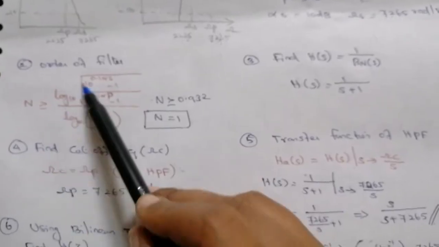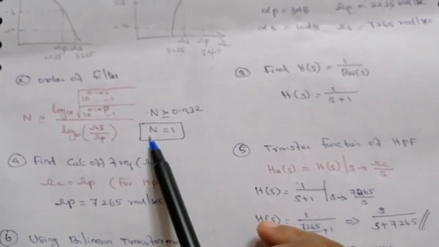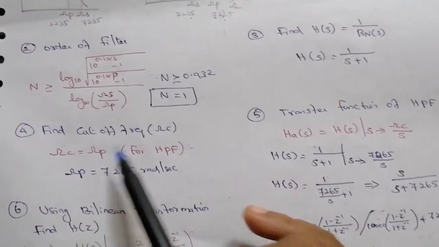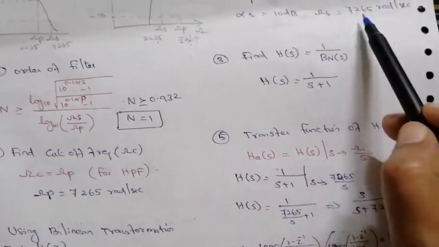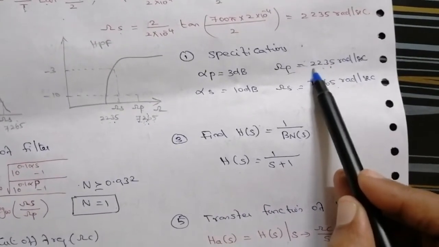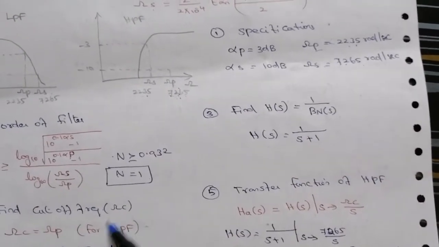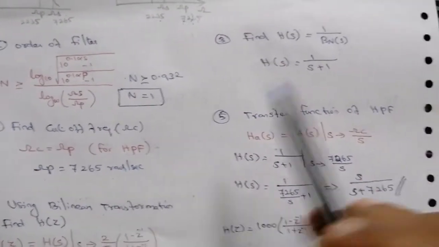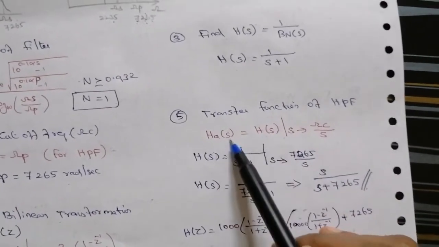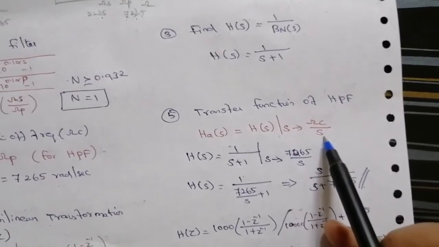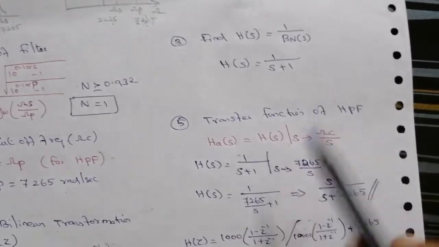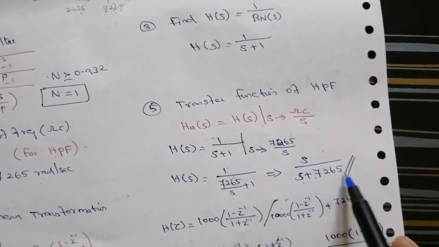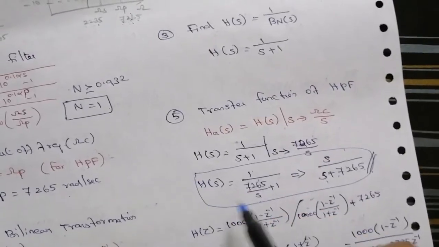Then, as usual, the next step is to find the order of the filter using the formula. According to the order, you can write the polynomial of the Butterworth filter. Then find the cutoff frequency. Sigma c is equal to sigma p for the high pass filter, but you are not supposed to take the sigma p of 2235 here. For the high pass filter, sigma p is 7265. Then the transfer function of the high pass filter: H a of s equals H of s with s replaced by sigma c by s. So 1 by sigma c by s plus 1, take LCM, so s by s plus 7265. This is the analog high pass Butterworth filter.